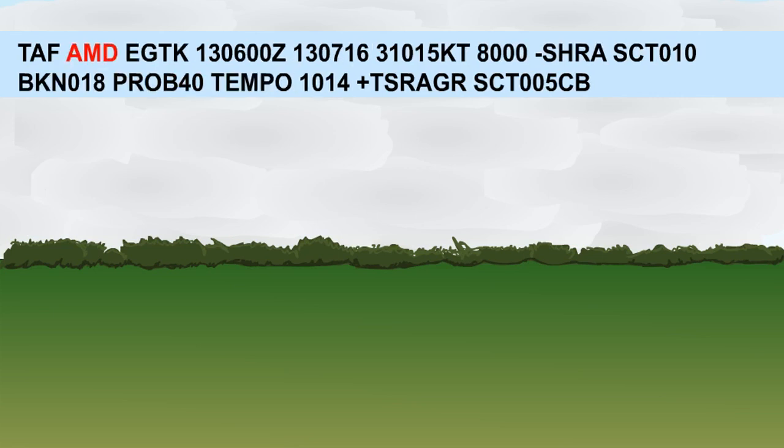One last thing must be covered before we finish the lesson. When a TAF requires an amendment, the amended forecast may be indicated by inserting an AMD after the TAF identifier, as shown here.